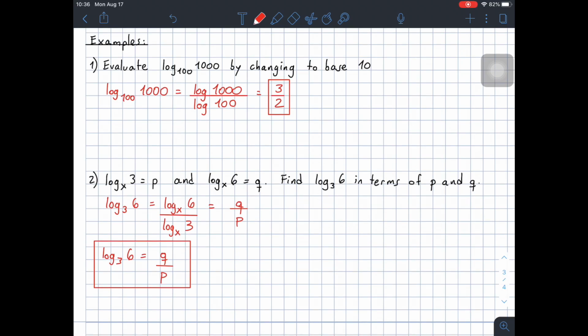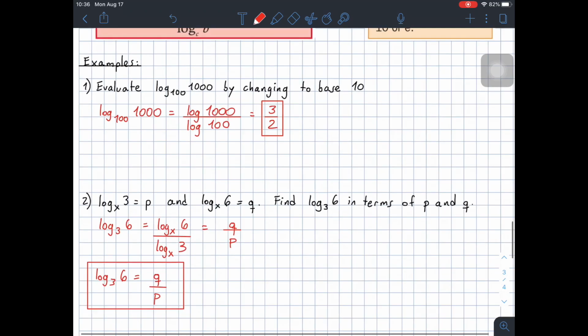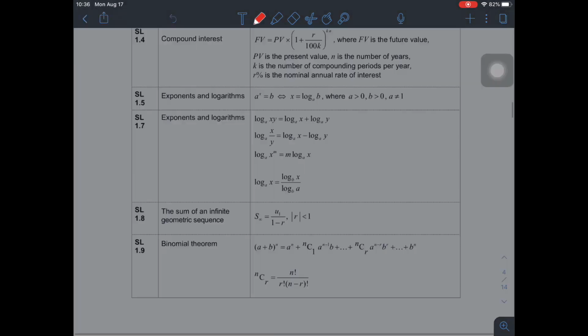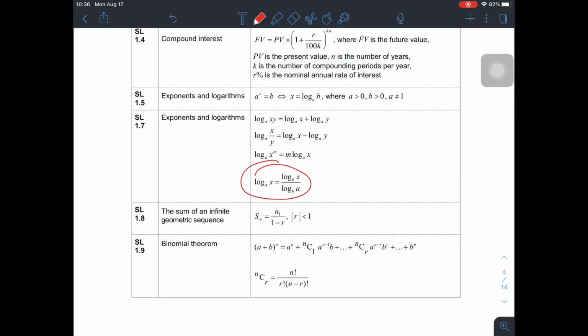Okay, so I hope this was clear. The 4 laws of logarithms, which are all, once again, in the formula booklet. Here you have multiplication of logarithms, which I can separate into an addition, division of logarithms, which I can separate into a subtraction, then the exponent rule, which says that if I have an exponent here, I can take it to the front and rewrite it this way, and finally, change of base, which is the last thing we saw today.